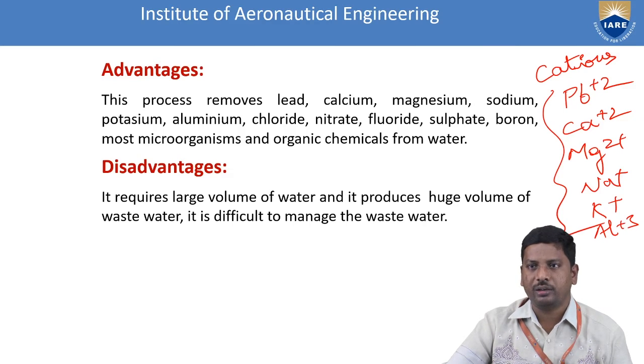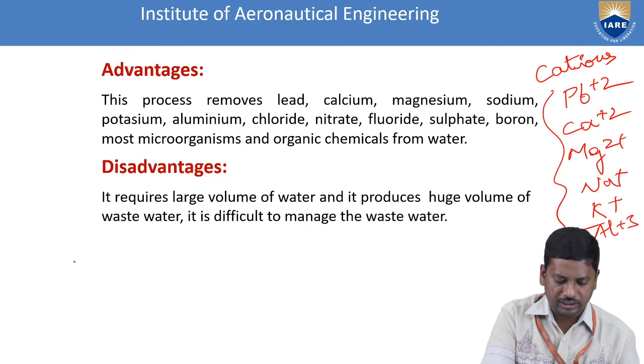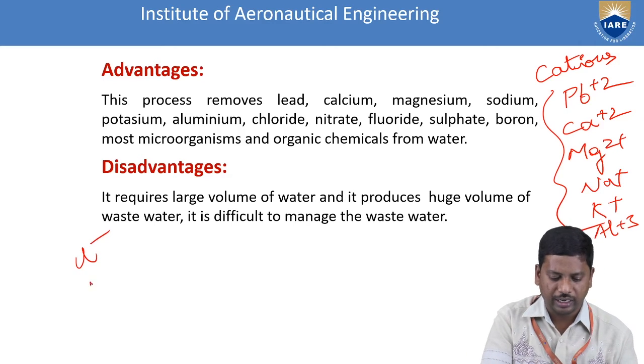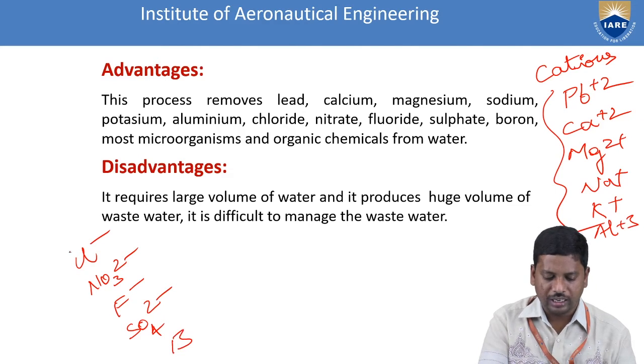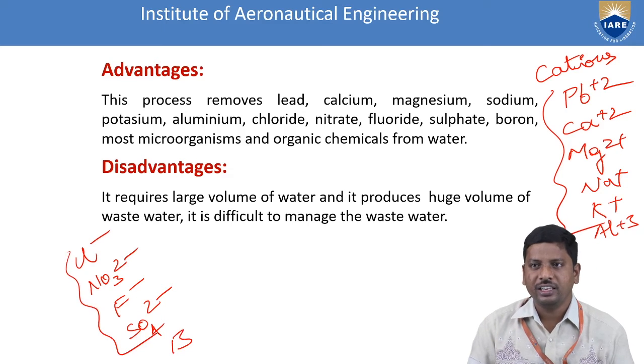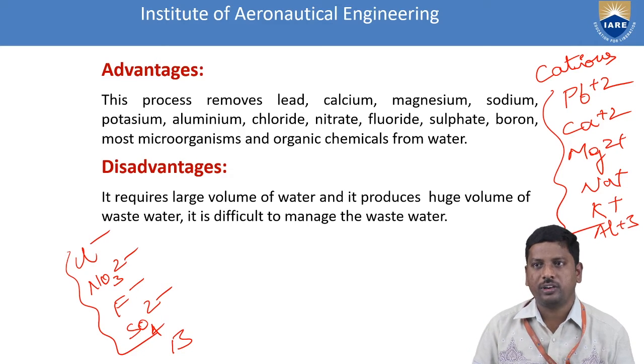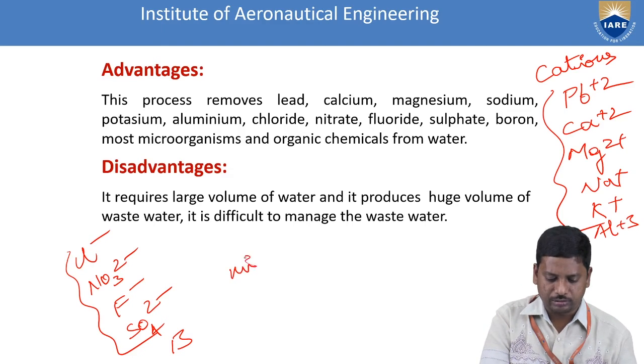Now coming to the anions. Anions means chloride Cl-, nitrate NO3-, fluoride F-, sulfate SO4 2-, and boron. All of these are in the anion category. Out of these anions, most probably we observe the seventh group elements, which are called halogens. That means reverse osmosis is applicable to both cations and anions. And the next one is microorganisms.